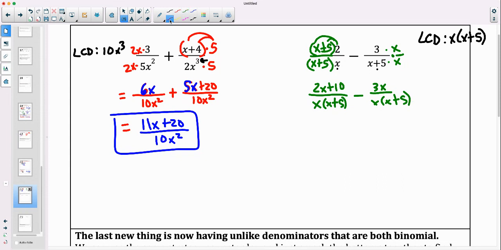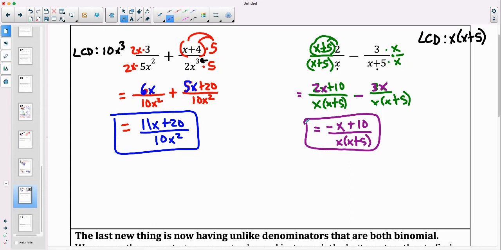So the like terms this time are the 2x and the negative 3x. Those add to negative 1x, or just a negative x. Then we have a positive 10 in the top, and we have x plus 5 in the bottom. So that's all the types of adding we've done so far.